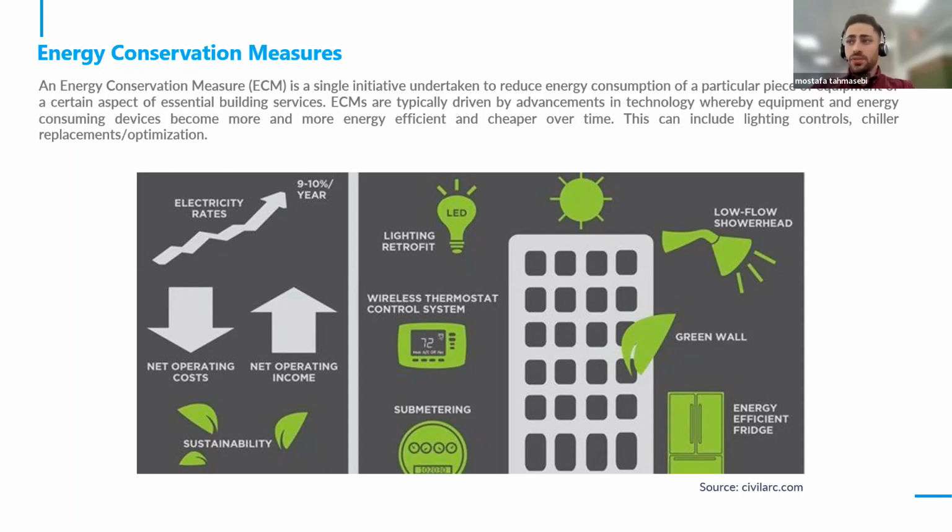ECMs usually include lighting upgrades, insulation, and building envelope upgrades. HVAC equipment upgrades are another very impactful option available to us when it comes to renovation projects. Power upgrades and quality improvement for energy dashboards are other types of ECMs that we can come up with.